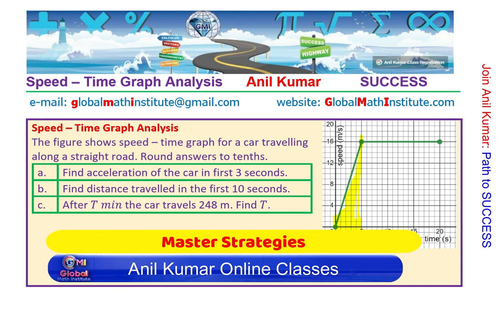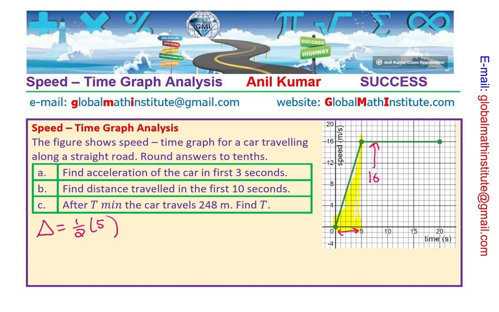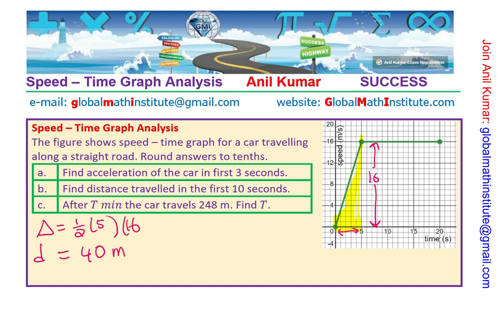This was area of triangle, right? Which is half base of 5, which is within 5 seconds, right? Height of 16, which is right there, meters per second, speed. And that was 8 times 5, 40 meters. So that area translates to distance. So distance in first 5 seconds. In 5 seconds. Is it clear? That we found. Perfect. Which is 40.